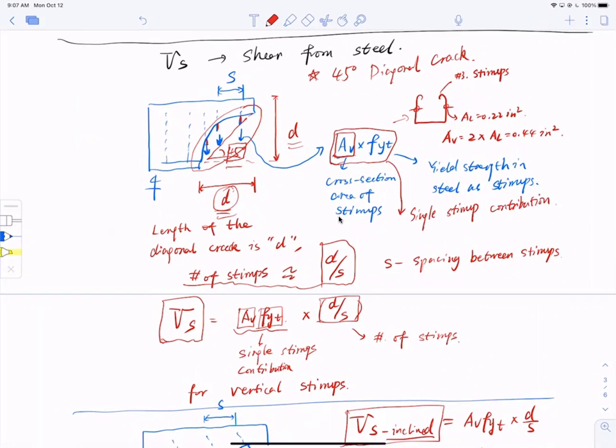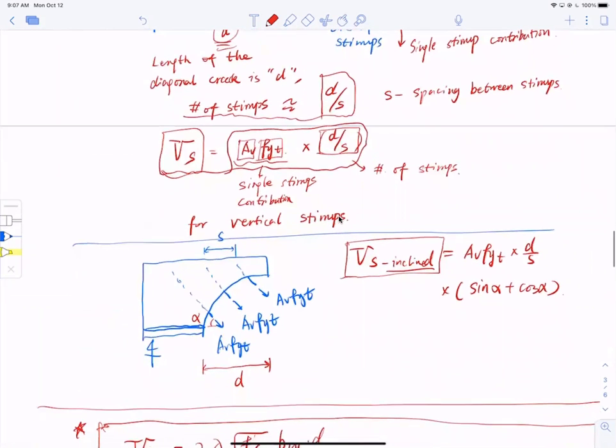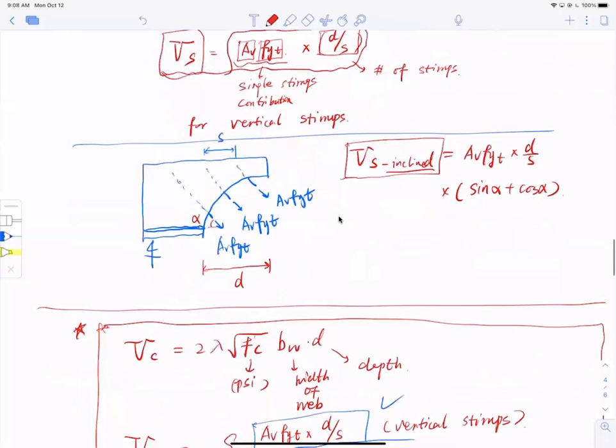And then you can estimate how many stirrups I need to give the required steel contribution. So that is the equation. If I have stirrups that are inclined, and mind you that the angle here is alpha, but you can also use this one, it's the same thing. They're identical, the inclination angle alpha. With that inclination alpha, you have the same equation as before, but with a factor multiplied behind, which is sine alpha plus cosine alpha.